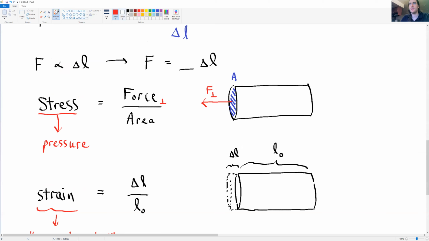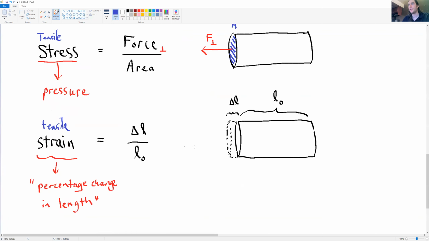Okay, so maybe I should write that as well. So this is going to be tensile stress. And we're also going to see in a little bit, we'll take a look maybe at shear stress as well. All right. And so also this would be tensile strain, just to dot all the I's and cross the T's here.